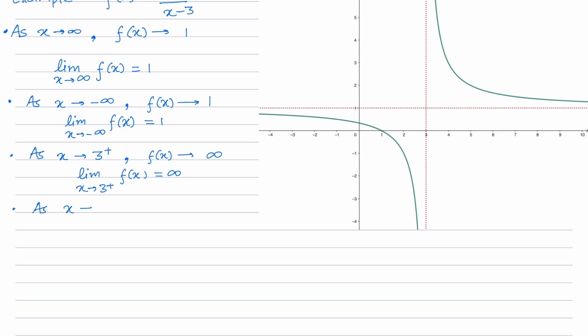When x is going to 3, but from left hand side, when we put little negative sign, it means from the left hand side. So when we are approaching to 3 from left hand side, our f(x) is growing smaller and smaller, it's decreasing, right? So it's going to negative infinity. We'll say that when x is going to 3 from left hand side, f(x) is going to negative infinity. Same thing. We are writing in limit form.